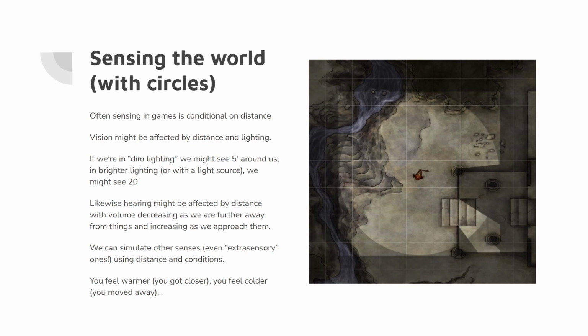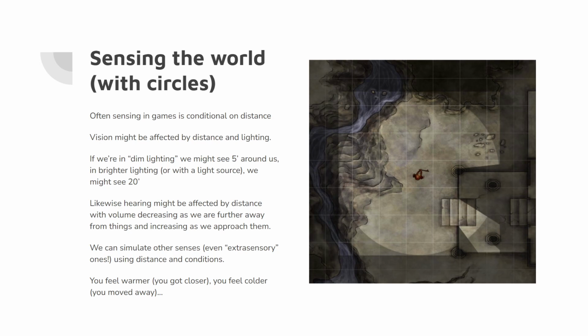And what we're going to do is give that character a sense of sensing, a sense of sight or hearing or smell or whatever, right? So often sensing in games is conditional based on distance. That makes perfect sense. You can't see infinitely, can't hear infinitely, right? So you have some distance within which you sense something. That's why circles come in real handy for this.